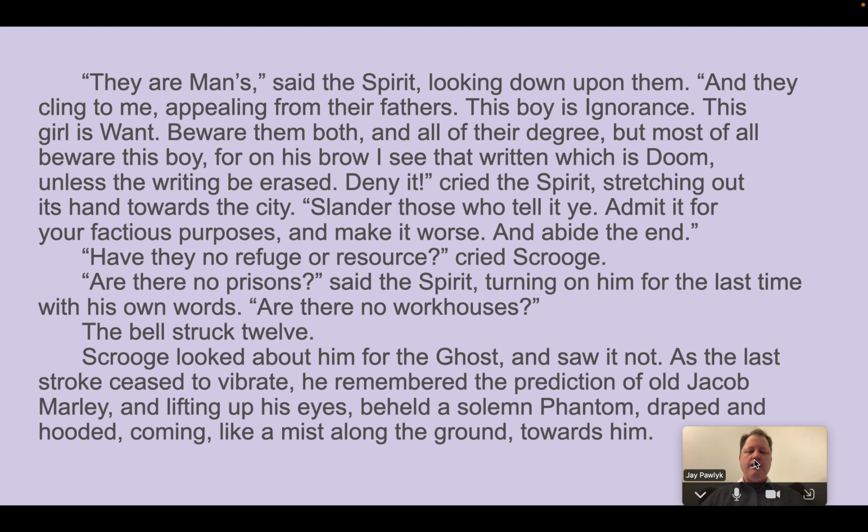So I think another layer of this is Dickens' own personal stake in these children, in that he was one of them. I think that's a really interesting insight.